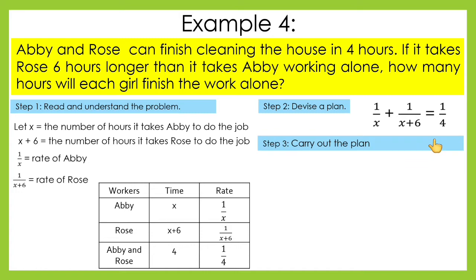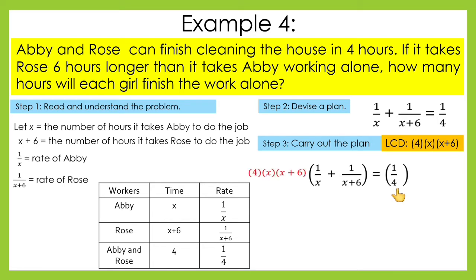Step 3 is to carry out the plan. Balikan natin kung paano mag-solve ng rational algebraic equation. Imumultiply natin both sides by the LCD. So, meron tayong 3 denominators, x, x plus 6, and 4. Ang LCD natin ay 4 times x times x plus 6. Imumultiply natin to both sides of the equation. So, dito sa left side and then dito sa right side. We now have 4x(x plus 6) multiplied to both sides of the equation.